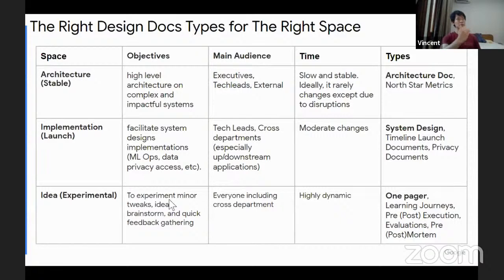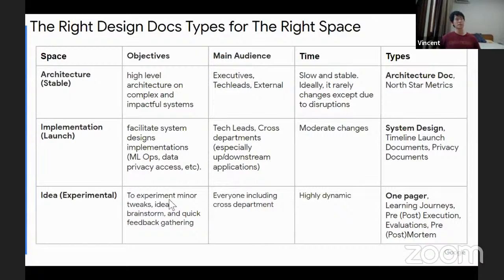Usually, the higher up the space, the more time investment that you need, right? So idea space is very dynamic, and then you climb up, and it becomes slow and stable. The types itself, you will have different types for different space. If you take a look at the architecture, we talk about the North Star metrics, which is very important to understand whether you are lining up your interests, your OKR, to the higher ups.